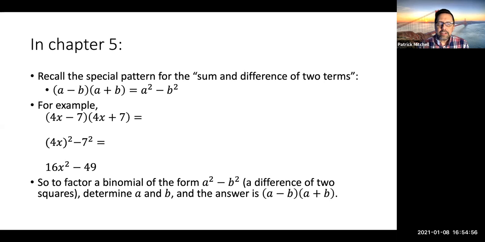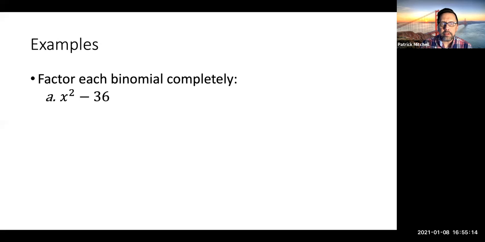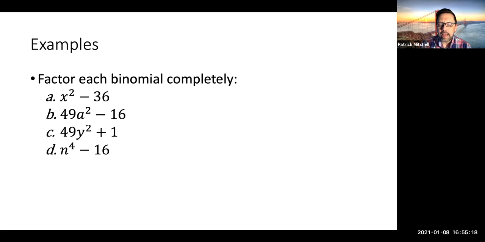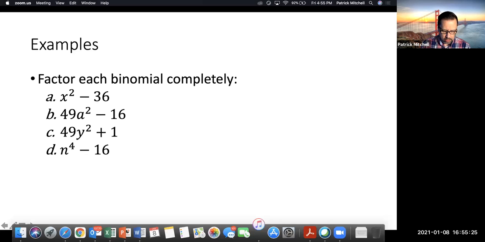All right, so to factor a binomial of the form a squared minus b squared, which is called a difference of two squares, first determine who's playing a and who's playing b. And then the answer is a minus b times a plus b. So let's look at some examples. As usual, I have written these all out on the tablet. So let's switch over to the tablet. And we'll start going through these.